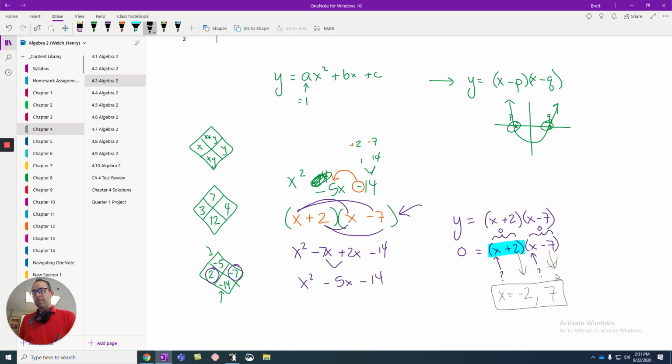Okay? We pull out the 2, it becomes negative. Pull out the 7, it becomes positive. And we're good. This is what we're really after. We need to know these zeros or values that make the equation equal to 0.